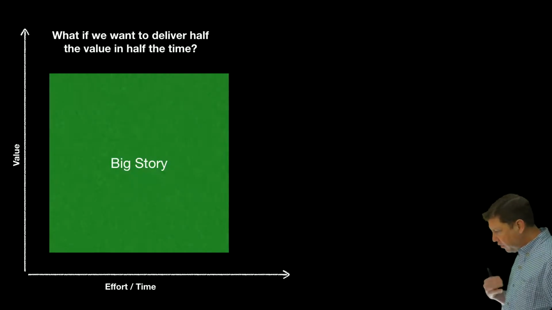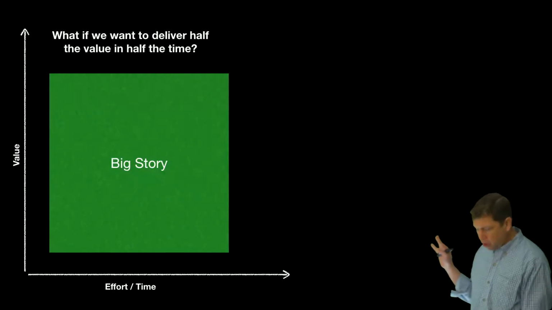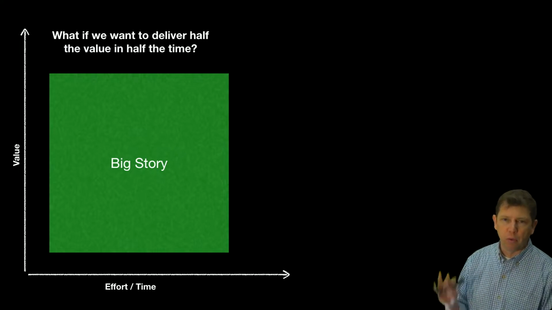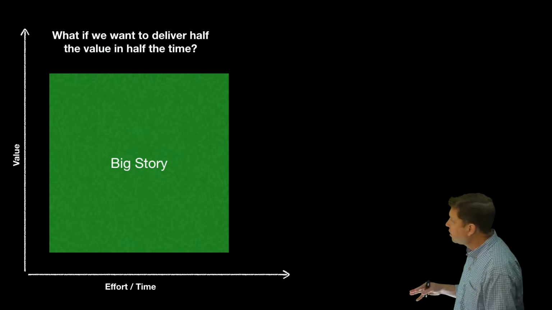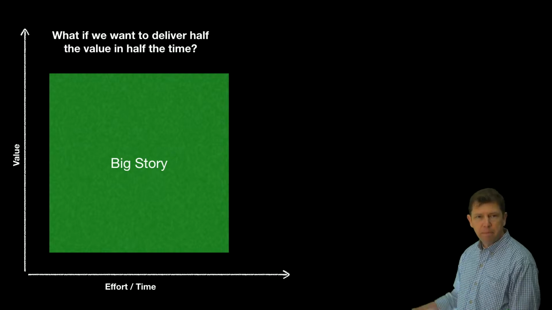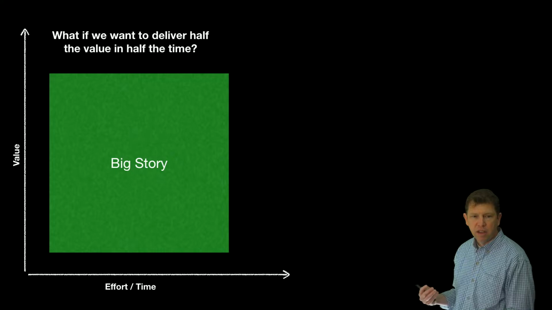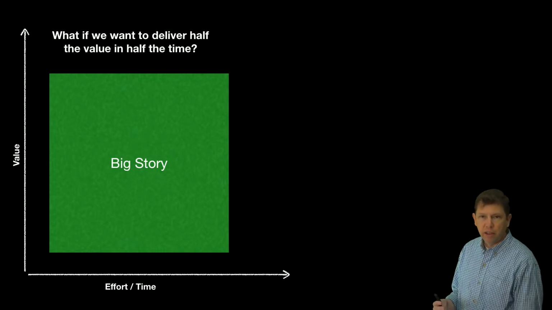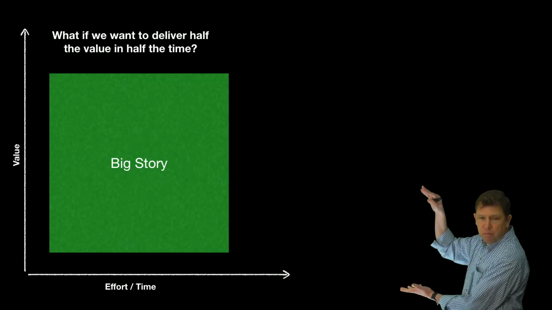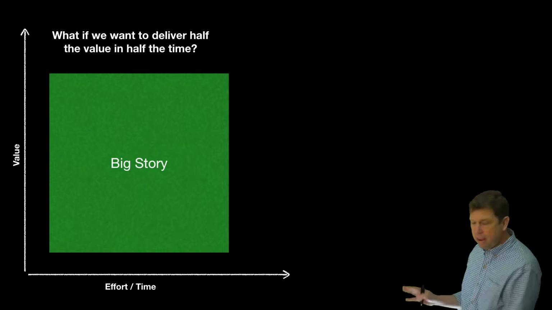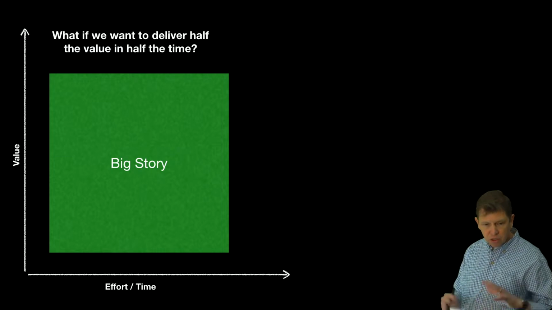Okay, so let's visualize this. And I will tell you this, what we're going to go through right here was very eye-opening to me when I really sat down and wrote this out. So let's assume that we've got the value as the up and down axis, and the time and effort as the right and left. So in this, we've got a big story, and it will deliver a lot of value. That much value is going to be delivered by this story. But it is also going to take a lot of time. So we've got both of those things here.